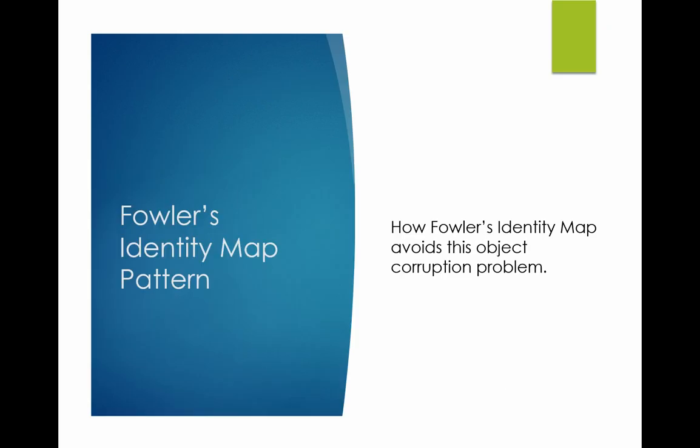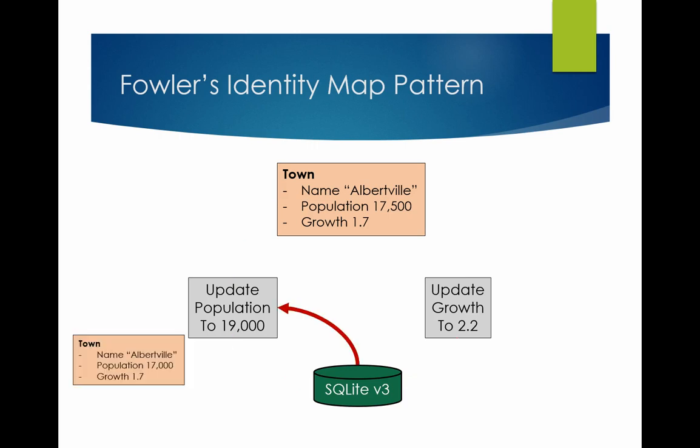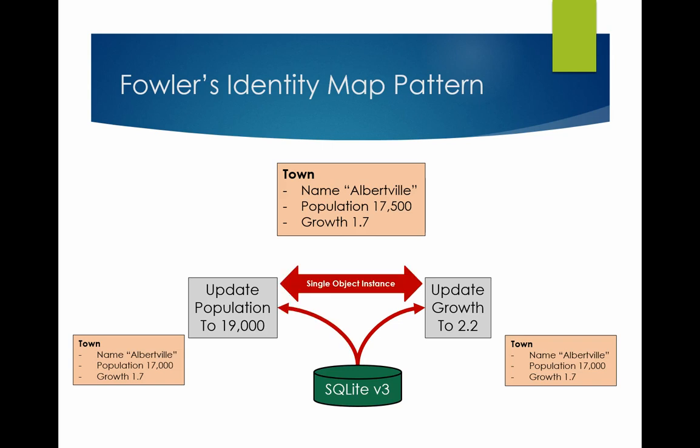To fix this problem, you use an identity map. Again, we're going to go through the same process. We're going to update the population. We're going to update the growth rate. We pull out of the database an instance that is Albertville with all those attributes. And then we pull a second time out of the database to pull out Albertville and the population. What the identity map does is it guarantees that we're dealing with a single instance.